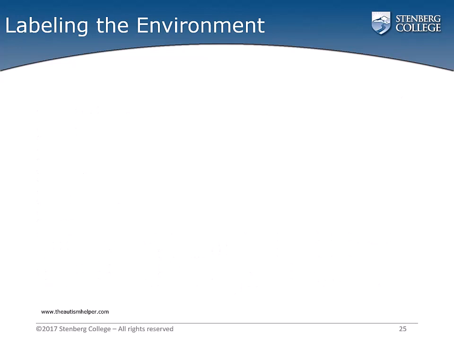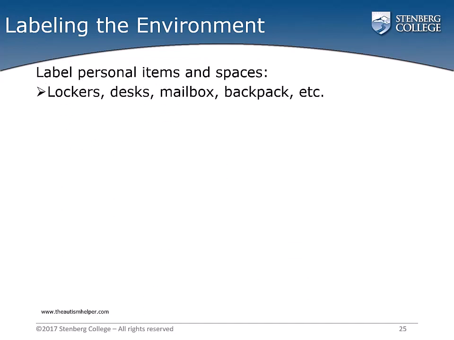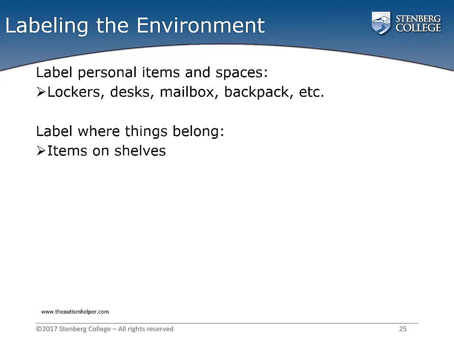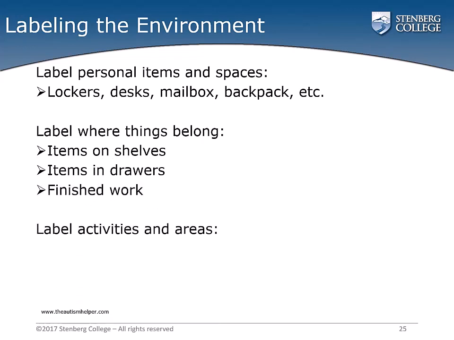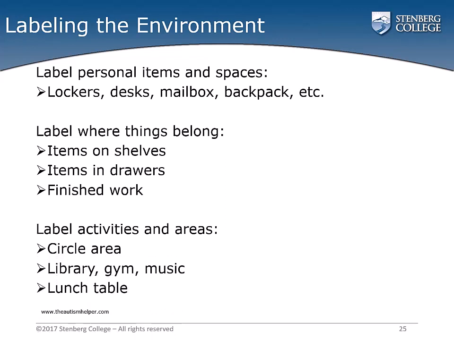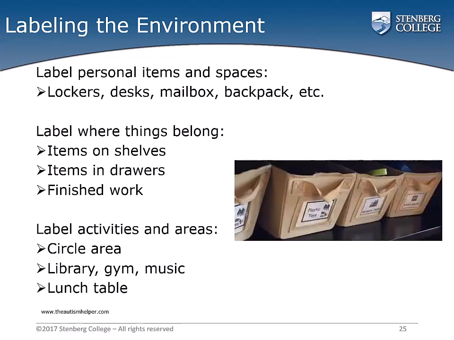We can start by labeling the classroom environment. We can label our students' personal items and spaces such as lockers, desks, mailboxes, and backpacks. We can label where things belong, which items go on shelves, which items go in drawers, where our finished work needs to be. And we can label activities and areas, such as the circle time area, the library, gym, and music classes, or the lunch table. This is an example of bins that are labeled to show students which toys go in which bins.